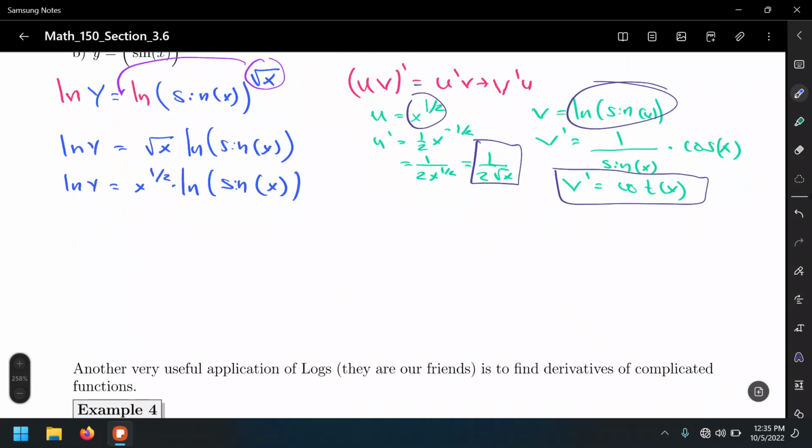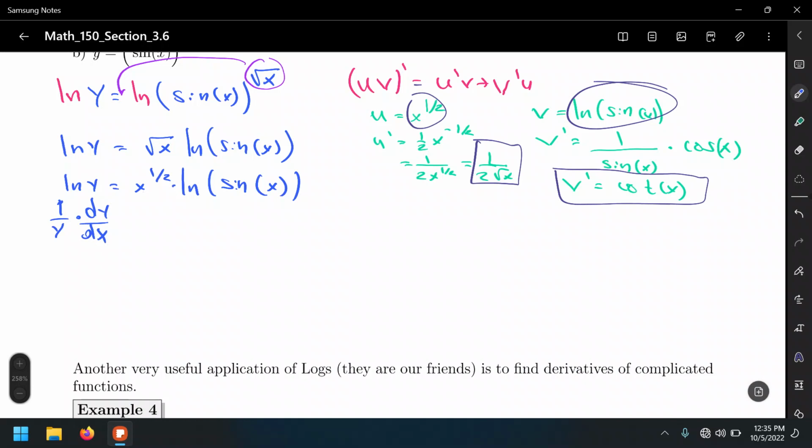So let's go back to the original problem. What's the derivative of ln of y again? The derivative of ln of y is 1 over y times dy dx. Again, that's because we're differentiating implicitly.